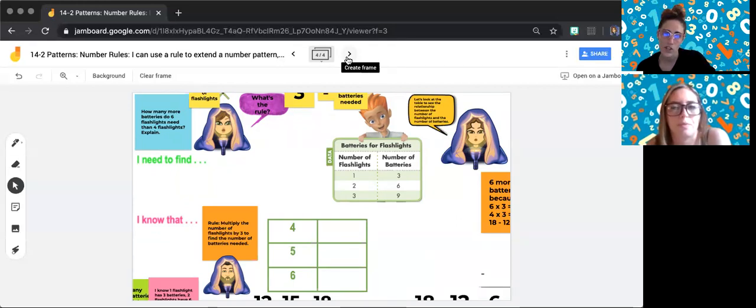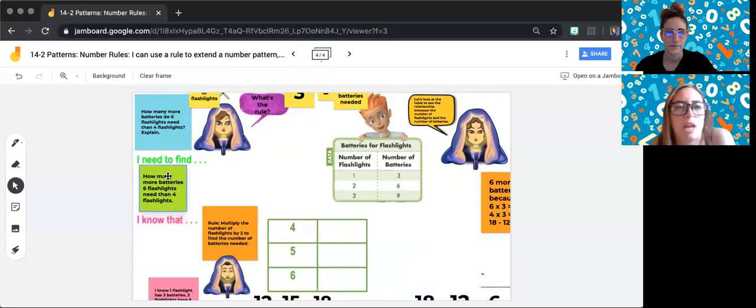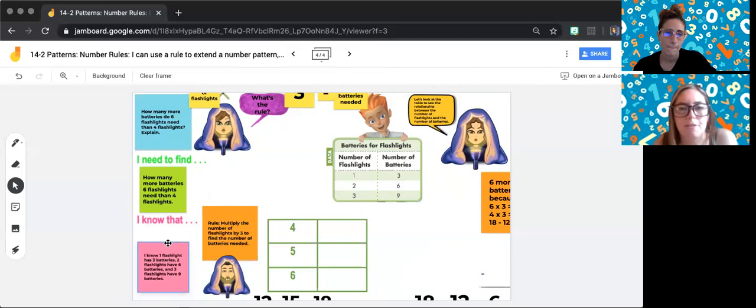So what is this question asking us to find? We need to find how many more batteries 6 flashlights need than 4 flashlights. Great. What do we know already? Well, I know that 1 flashlight needs 3 batteries, 2 flashlights need 6 batteries, and 3 flashlights need 9 batteries.